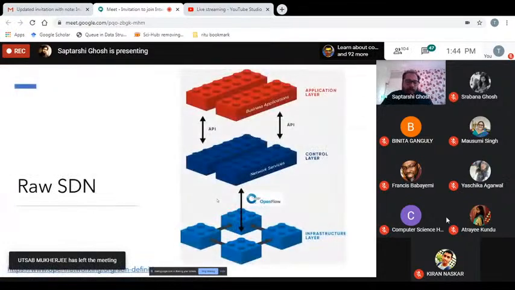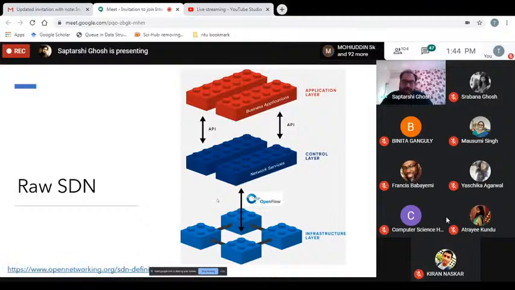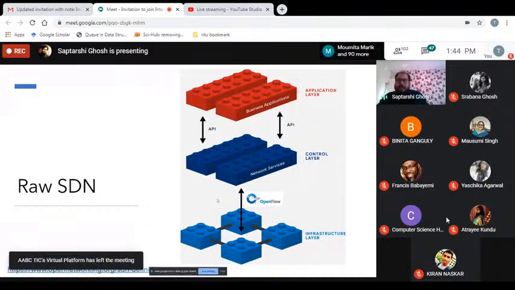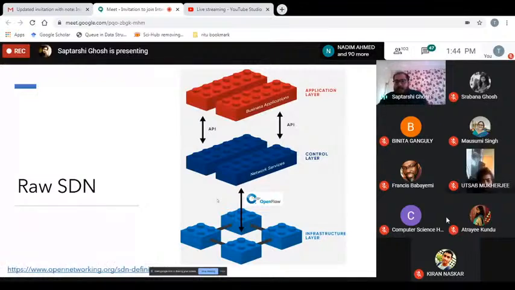Now, the raw SDN, you can also find their information in detail if you go to the Open Networking Foundation, or ONF, who are the standardizing body of software-defined network. And there's an interesting story behind it. As I mentioned, at Stanford, a guy called Martin Casado started this research with his team. It ended up being a company called Nicira, and they invented a protocol called OpenFlow. OpenFlow was the southbound protocol, between the control plane and the infrastructure data plane.